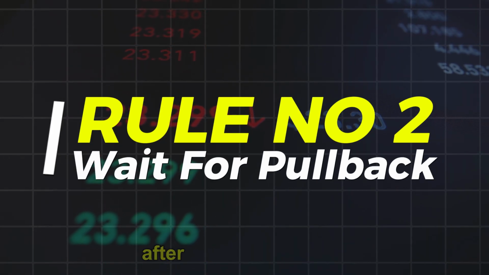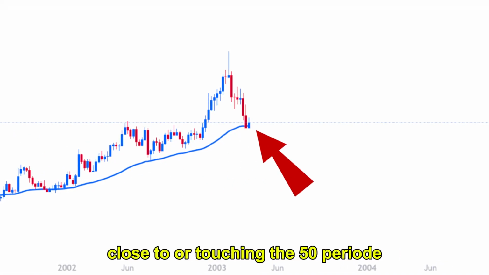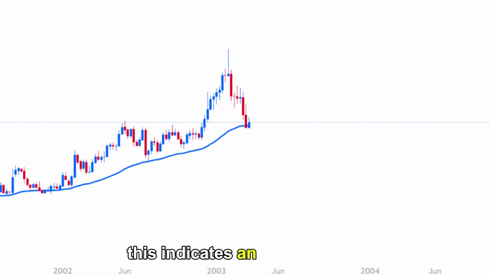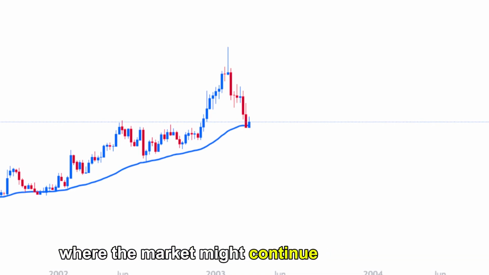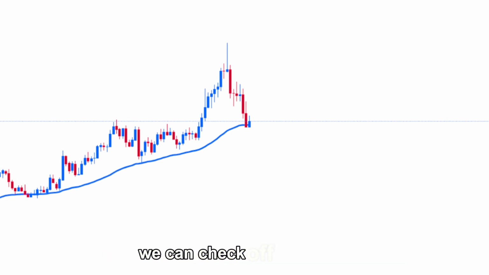Rule number 2, after identifying the trend, we need to see a pullback close to or touching the 50-period moving average. This indicates an area of value where the market might continue moving in the trend's direction. If we see the pullback to the blue 50 EMA, we can check off rule number 2.